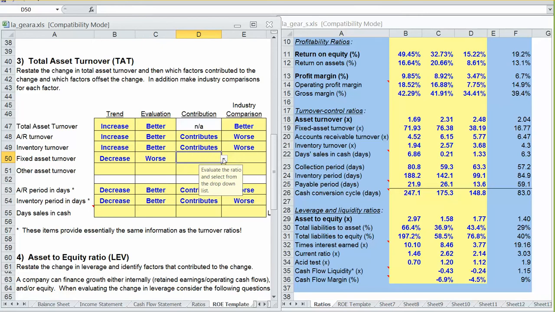Overall asset turnover increased, so this was an offsetting trend. Despite the decrease, we are still what? Better than the industry average. Other asset turnover. We can look at some of our other assets. We can do that by looking at our balance sheet as a percentage of sales.